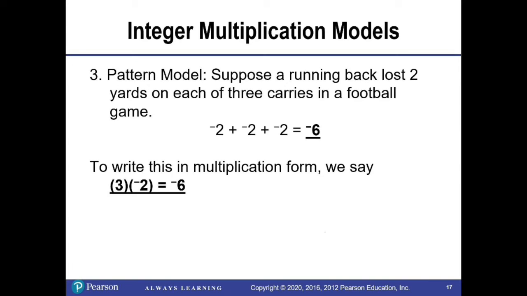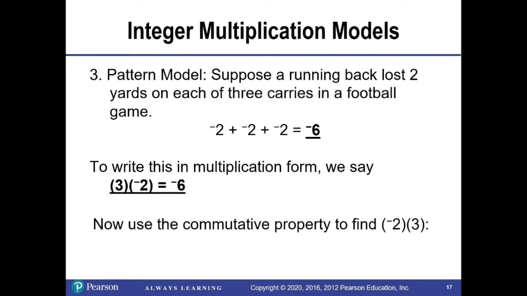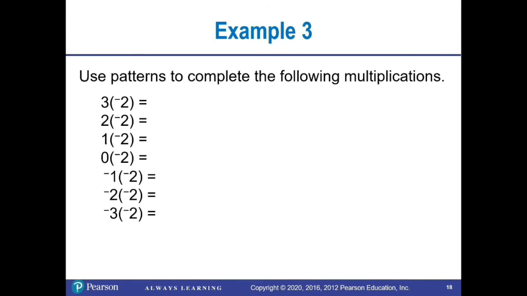Our commutative property holds for multiplication of integers. So I can rewrite negative 2 times 3 as 3 times negative 2, which we just saw is negative 6. Now let's use patterns to complete the following multiplications. So notice my second factor every time is negative 2. We just saw that 3 times negative 2 is negative 6. I could use a number line and find 2 times negative 2, it would be negative 4.